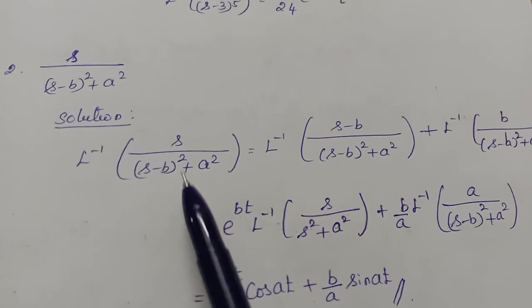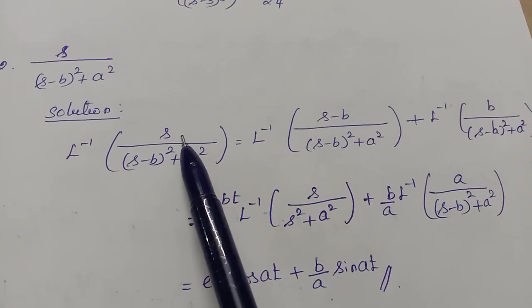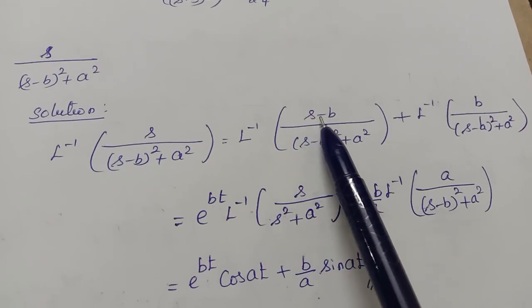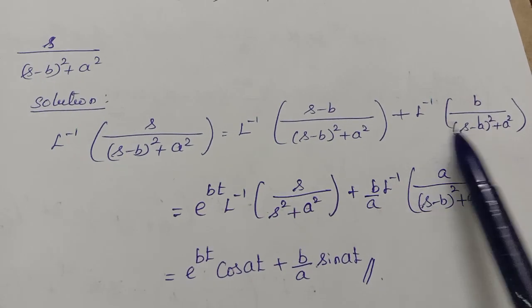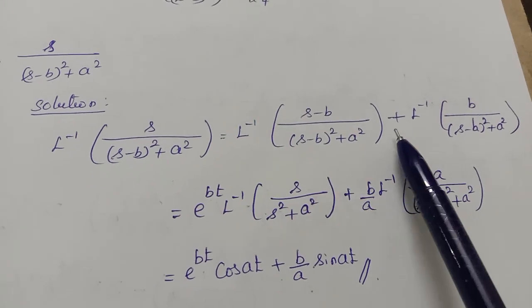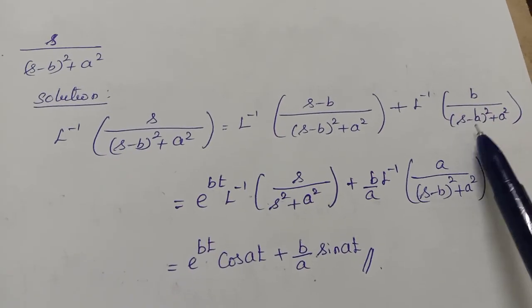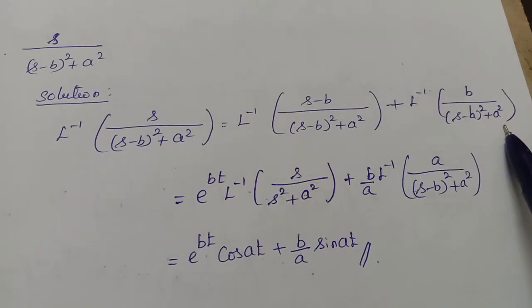See, here I am having s minus b in the denominator but no b in the numerator. So whenever you have that, you add and subtract b. So it will be minus b here, and plus one more b you will be having, no? I write it as a separate term. So L inverse of (s minus b) by (s minus b) the whole square plus a square, plus I am adding on b here, no? That b I am writing separately: L inverse of b by (s minus b) the whole square plus a square.